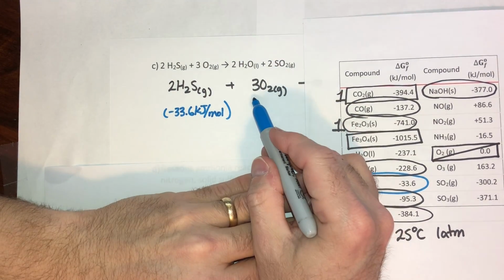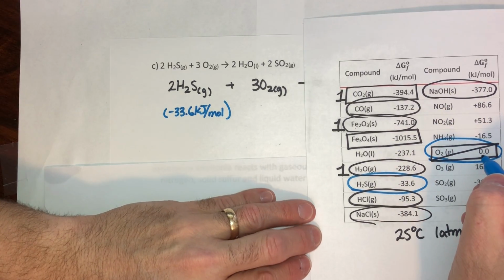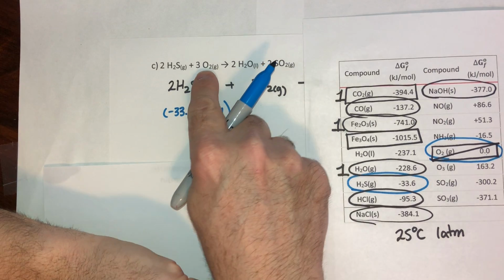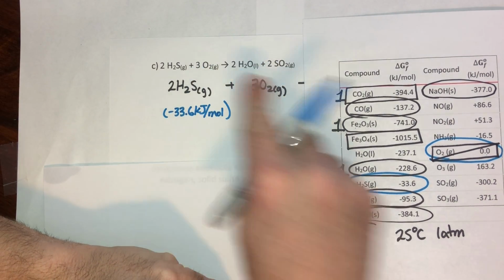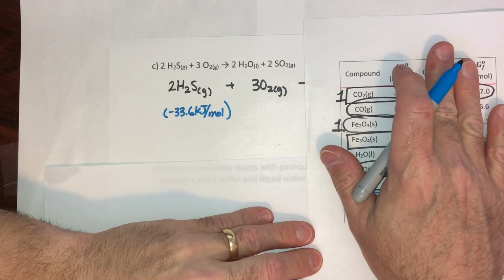Now, if I look up my O2 gas, in this table it actually is here, right? You can see it's a 0. But normally, O2 is an element. It has a Gibbs free energy of 0. So normally, this one will be left out of the table.